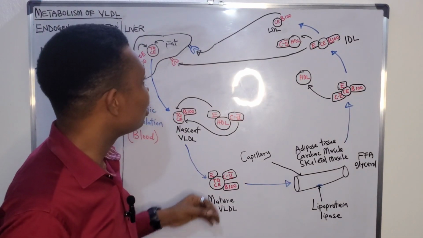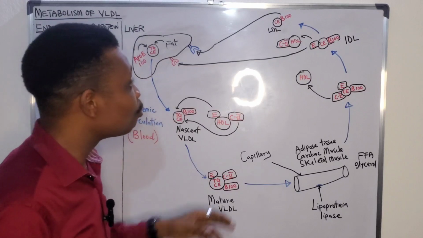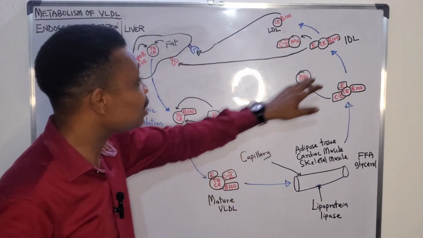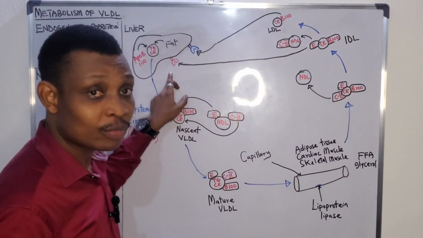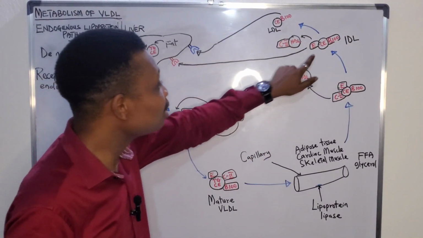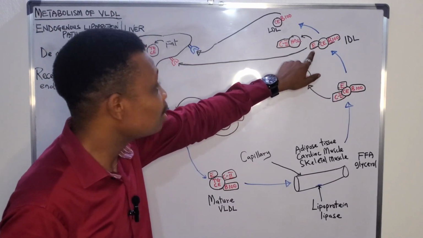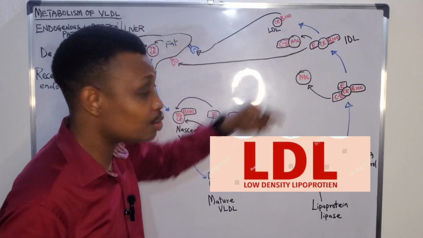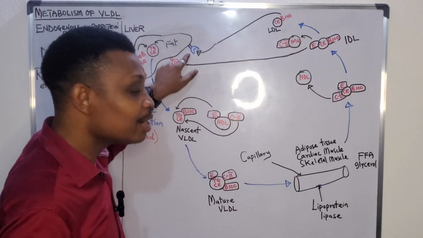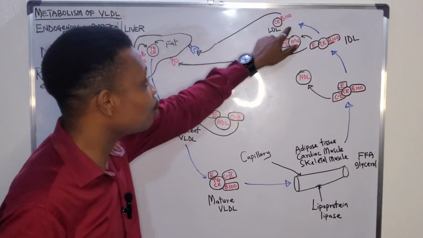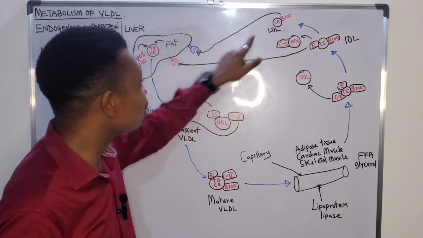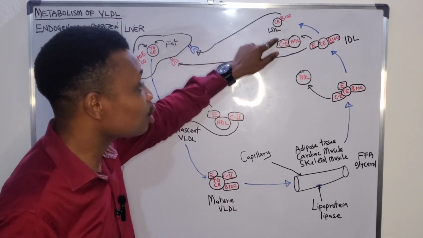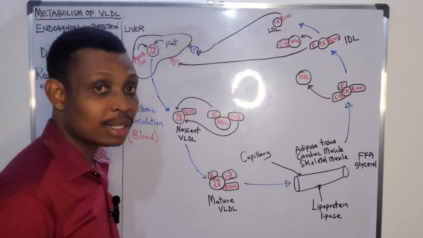But then there is a specific receptor for ApoB100 on the surface of the liver cells. So if the IDL is not taken up directly by the liver cells, it will give off ApoE and result in the formation of LDL, which contains ApoB100. This ApoB100 will bind to its specific receptor on the liver cells, and then it will result in the uptake of the LDL particle.